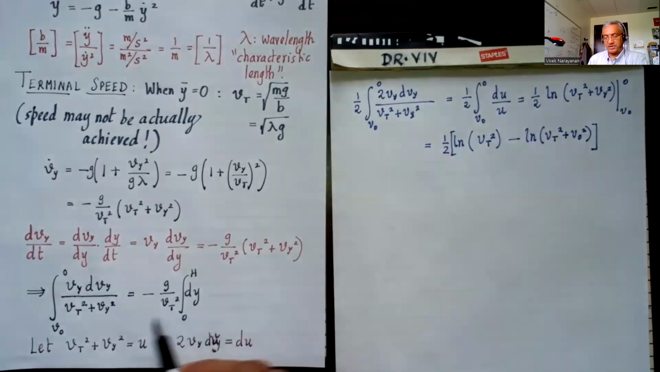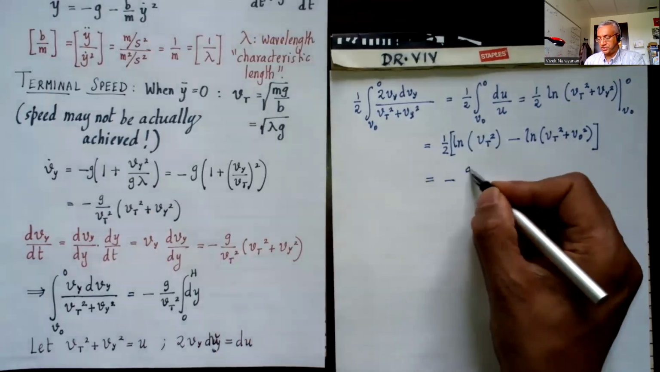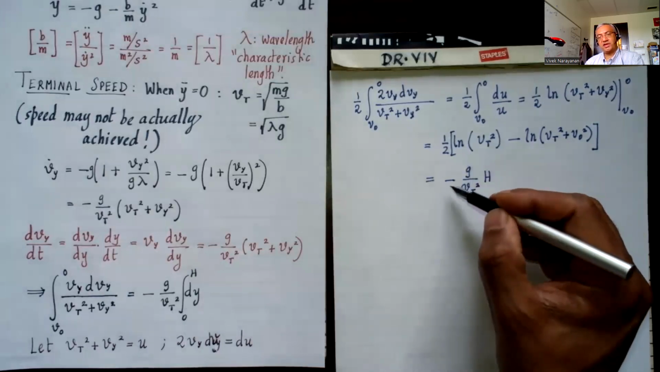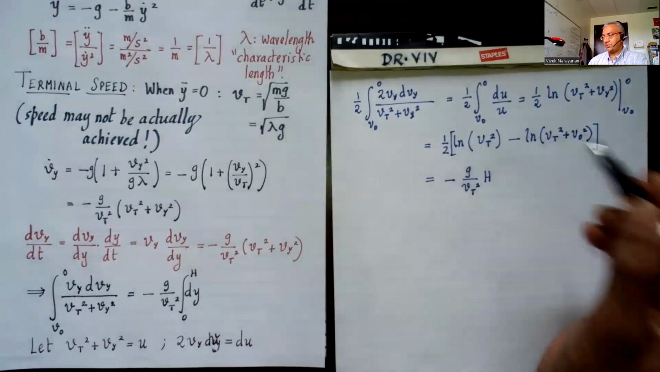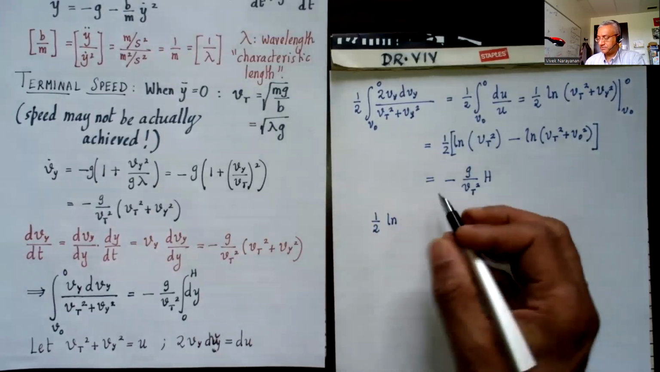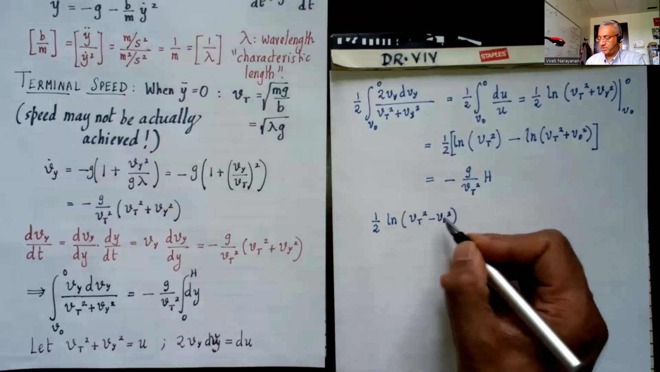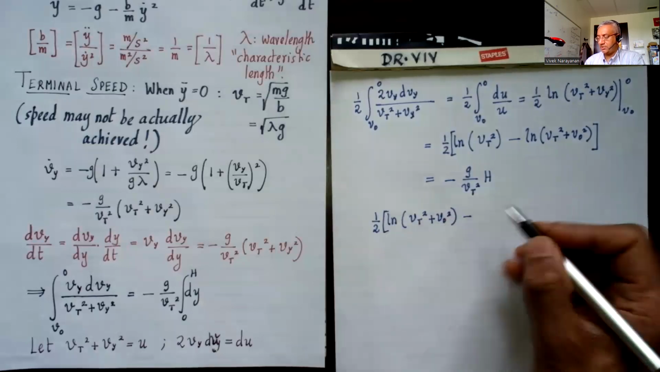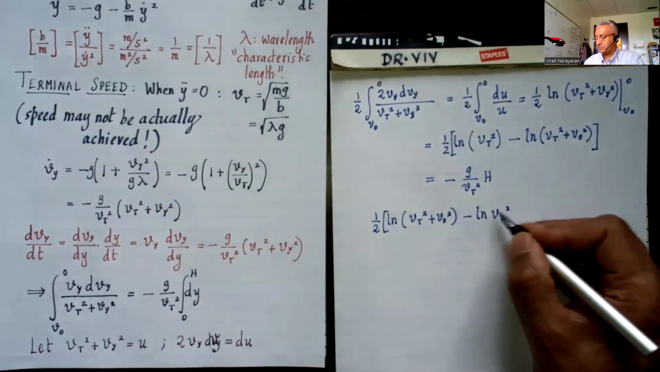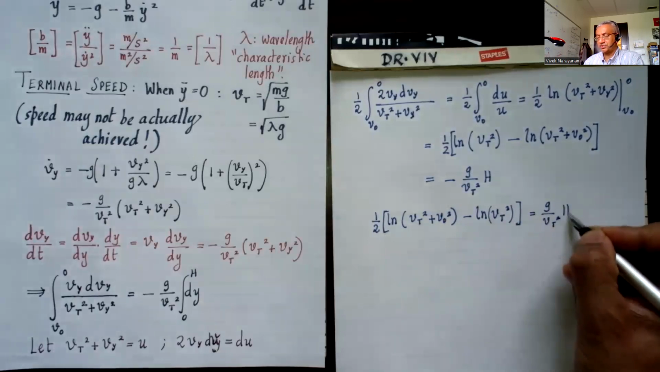Now all that is the left-hand side. Meanwhile, the right-hand side is equal to negative g over vt squared times h. So I can take the negative sign over here and switch the order of these two terms. So I get 1/2 natural log of (Vt squared minus V naught squared, plus V naught squared), minus natural log of Vt squared, is equal to positive g over Vt squared times h.